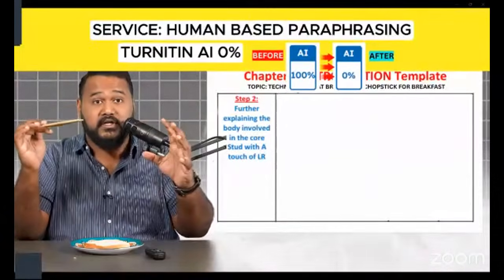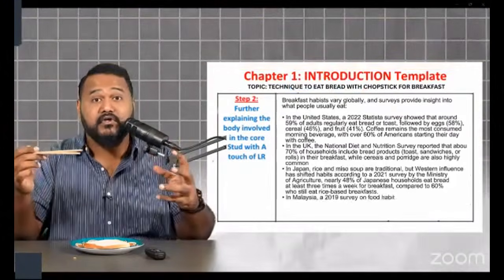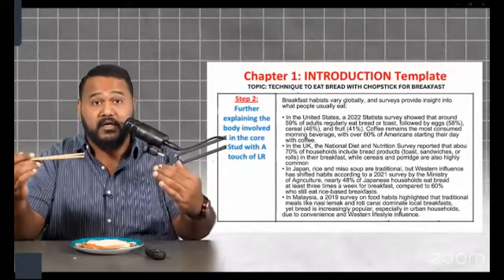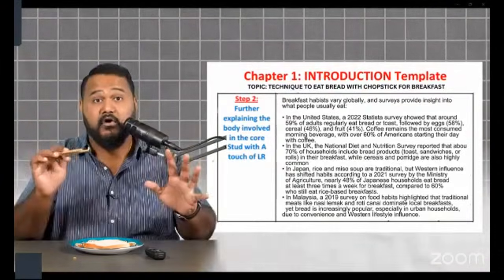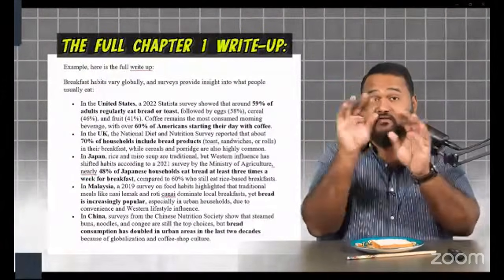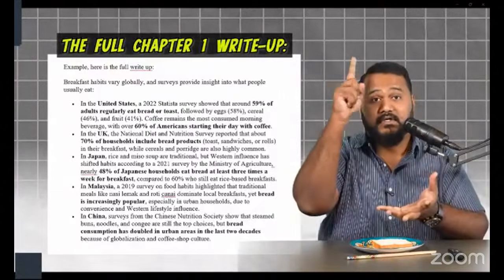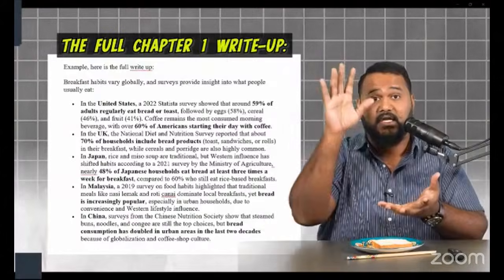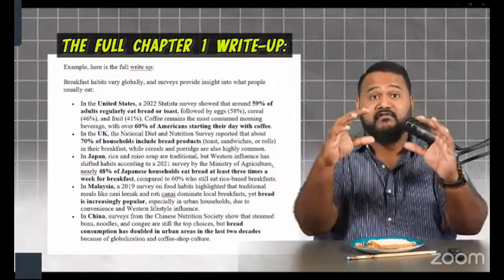In this continuation of the funnel, now you bring in statistics on the types of food for breakfast. Next part, how common is bread compared to any other food across different cultures and countries. Now, for step number 2, grammatical focus, funnel explanation, we go into the details. You see that whole detail up there, the whole write-up. So breakfast habits vary globally. You're going down the funnel now.